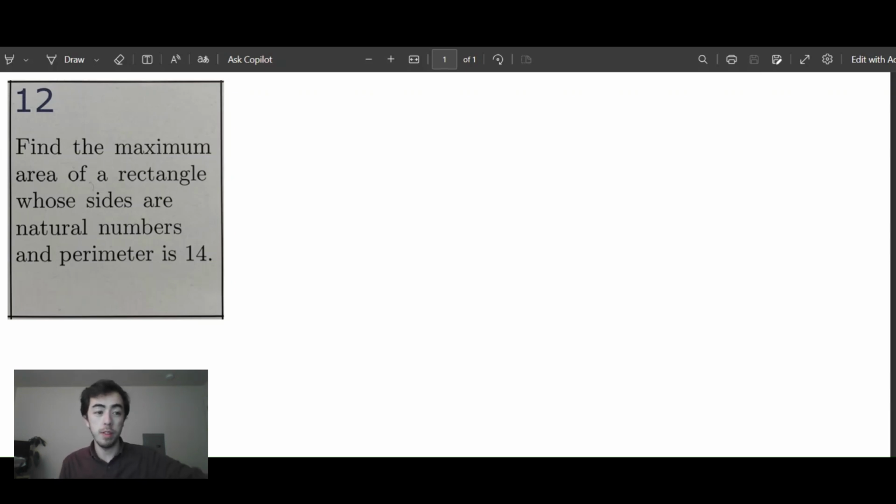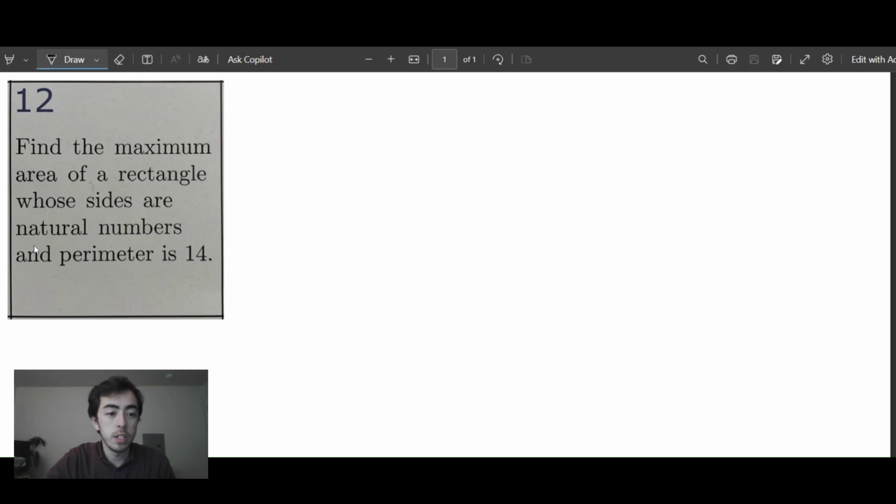Today is March 12th. We have problem number 71. We're going to solve it today together. So, like always, today's date, the 12th, is going to be the answer to the problem. Find the maximum area of a rectangle whose sides are natural numbers and the perimeter is 14.